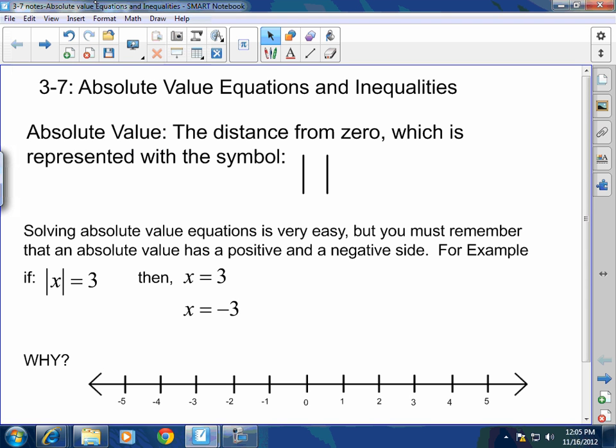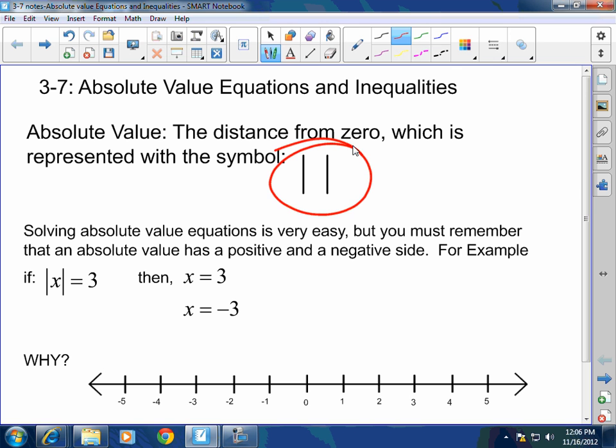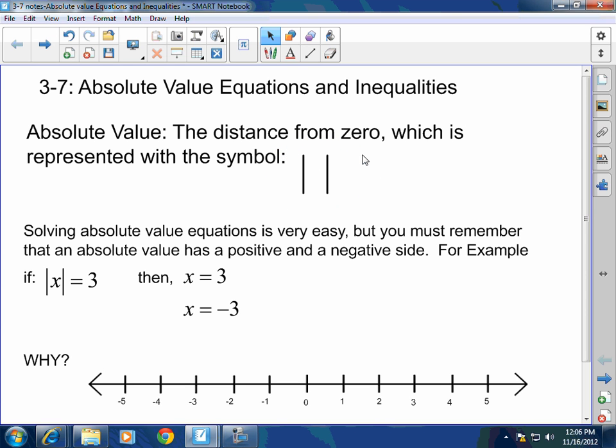Okay, so the absolute value, guys, we've already talked about when we talked about integers, and it is the distance from 0, which is represented with this symbol. That's the symbol of absolute value. Okay, it's two straight lines. Solving absolute value equations is very easy, but you must remember that an absolute value has a positive and a negative side. Okay, guys, that's the really important part, that you remember that there's a positive and a negative side.